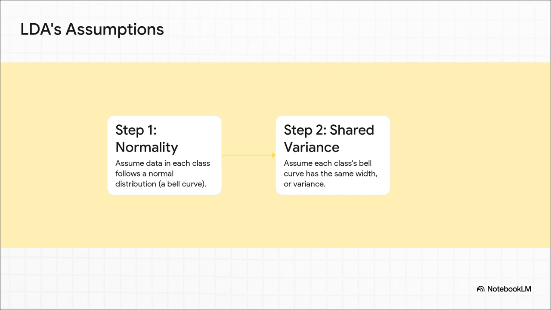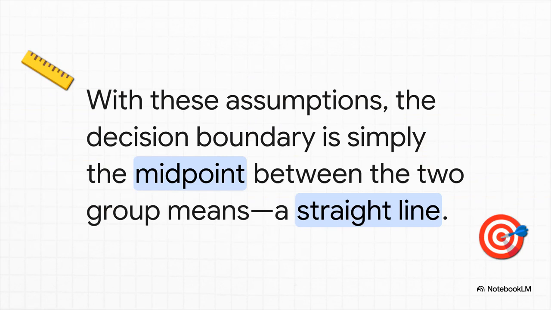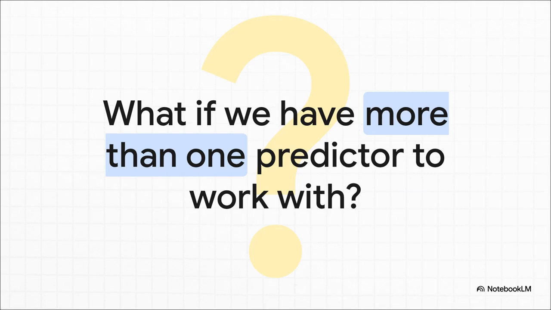Okay, let's start simple with just one predictor. LDA makes two really big assumptions here. And with those assumptions, the best place to draw the line is right down the middle. Simple. Okay, that's easy enough. But what happens when we get more clues to work with?